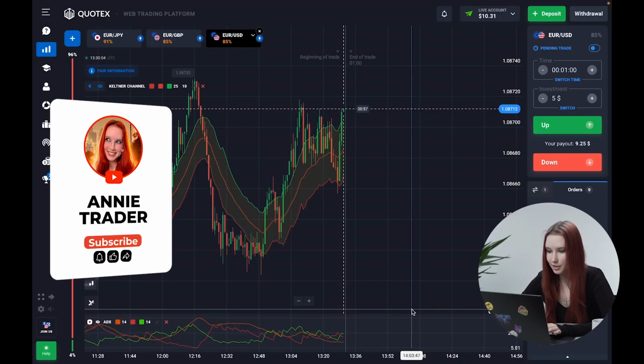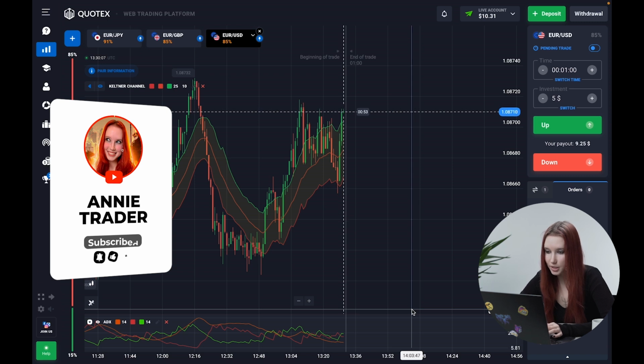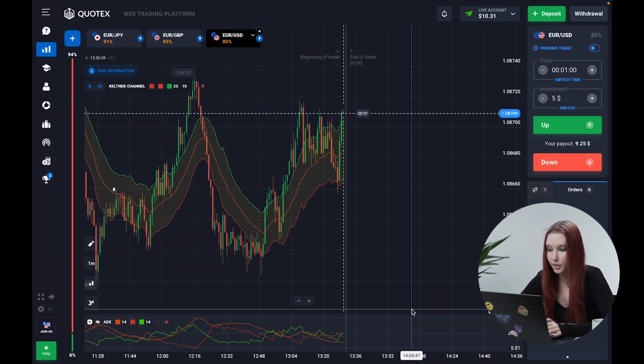Do you see my balance today is just 10 bucks? And 10 is the minimum deposit that you can make on Quotex. But of course, I recommend my subscribers to start with the most effective sum, just 50 bucks.